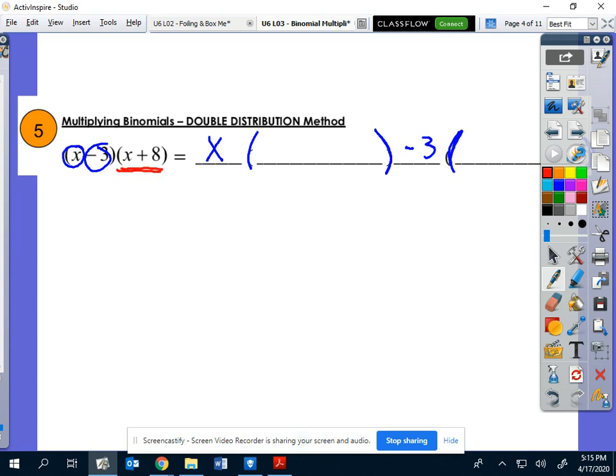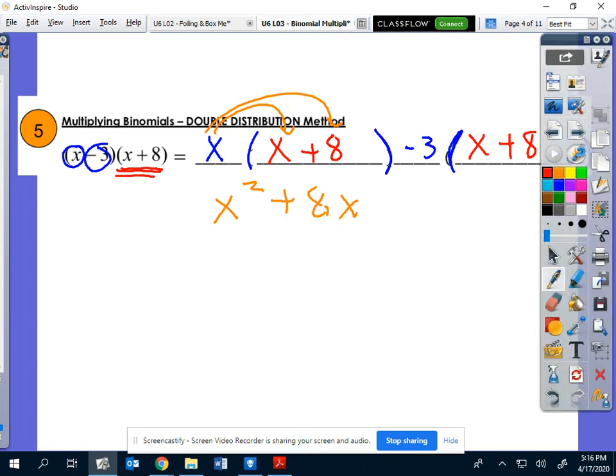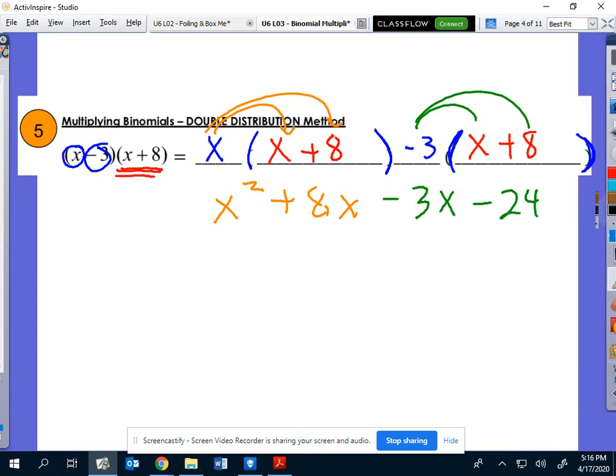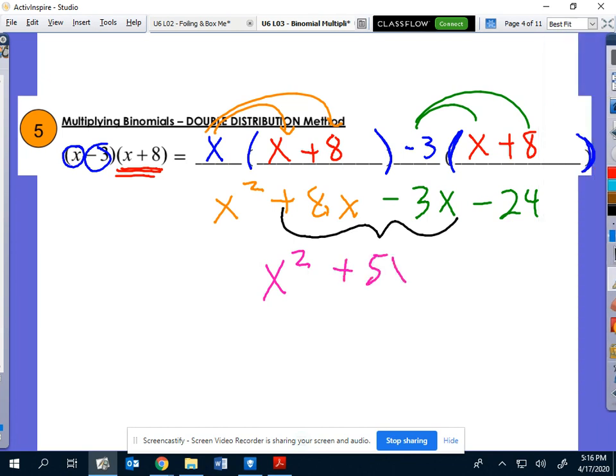And then now you take the x plus 8 and you keep it together, but it's double distribution, so you write it twice because you're going to distribute double time. And now it's just distribution that you've been doing since middle school. Distribute x to the x and x to the 8, you get x squared plus 8x. Distribute the negative 3, you get negative 3x minus 24. You have some like terms as we've had both times. So we end up here with x squared plus 5x minus 24. Again, same answer, three different options for how you want to do it.